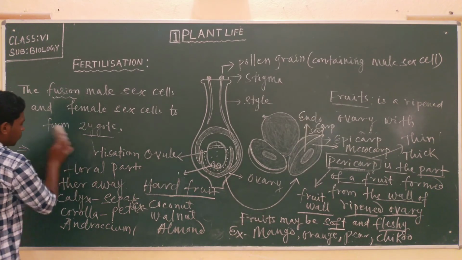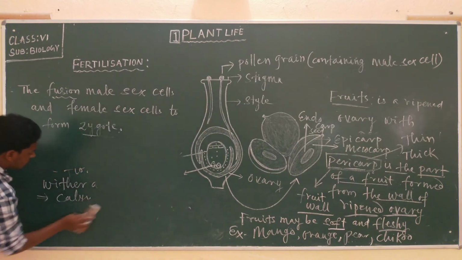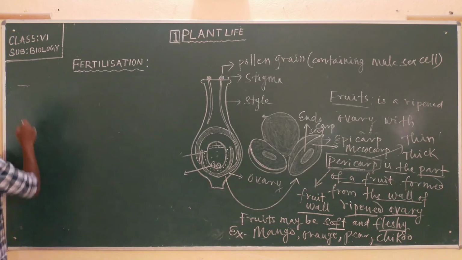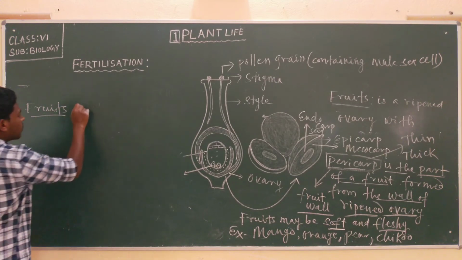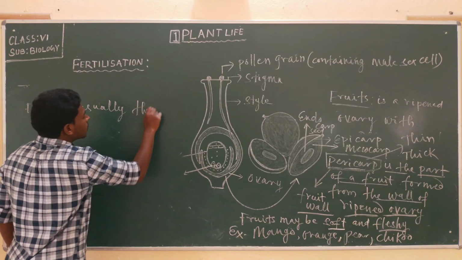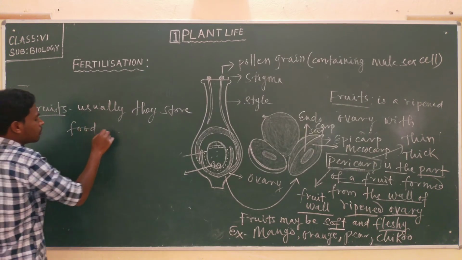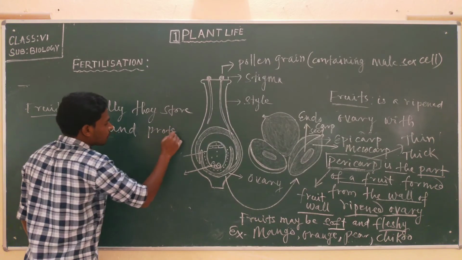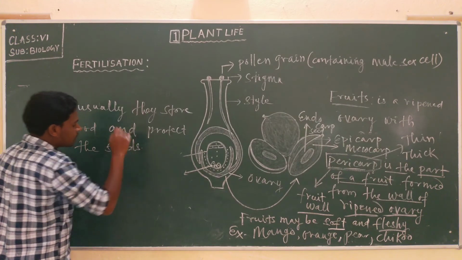And we know that fruits store food and they protect the seed that is present inside. So what do fruits do? They usually store food, and these fruits also protect the seeds that are present inside.